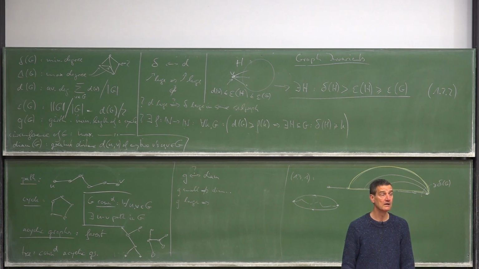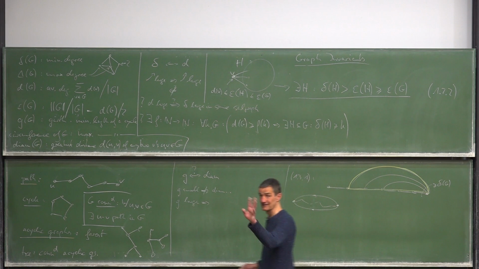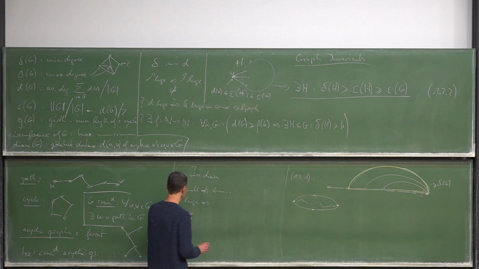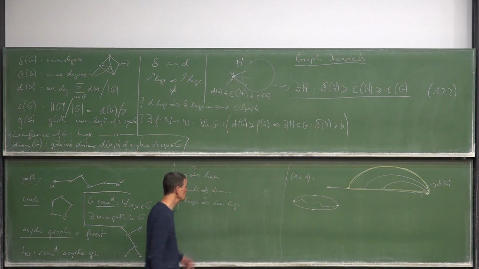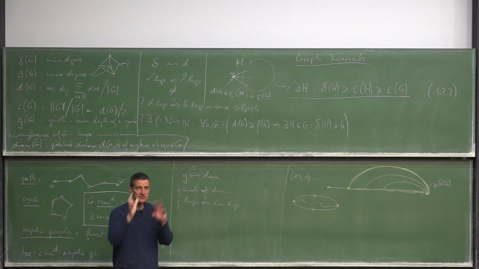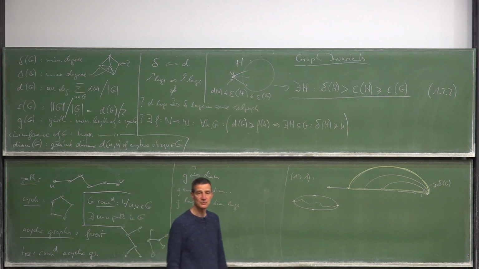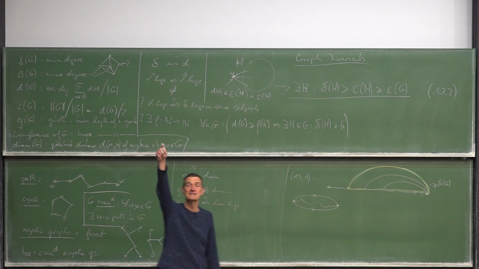So could we at least say the girth minus 1? Yeah, okay, we're getting there. So the question is, if the girth is large, does it imply that the diameter must be large? Or could it be that the diameter is small, that every two vertices have a short distance, and yet the girth is large? Yes?